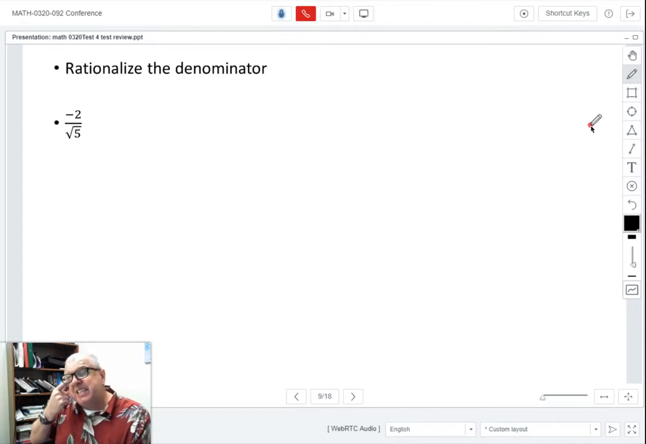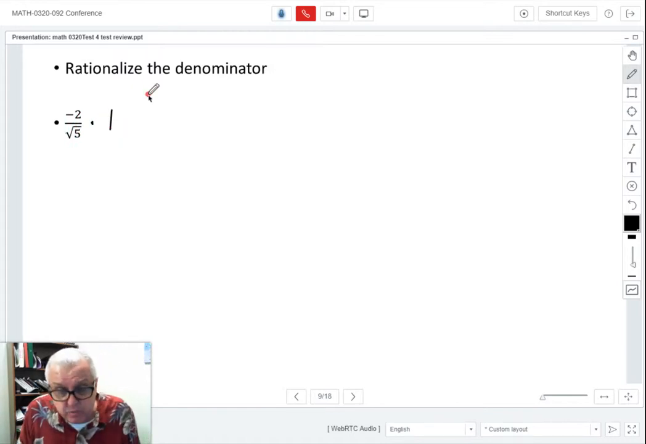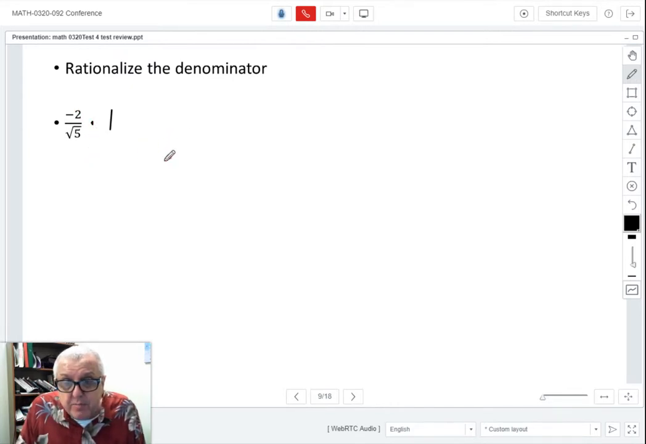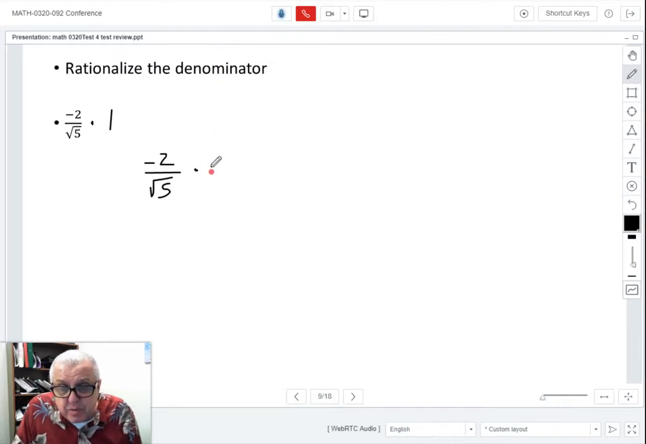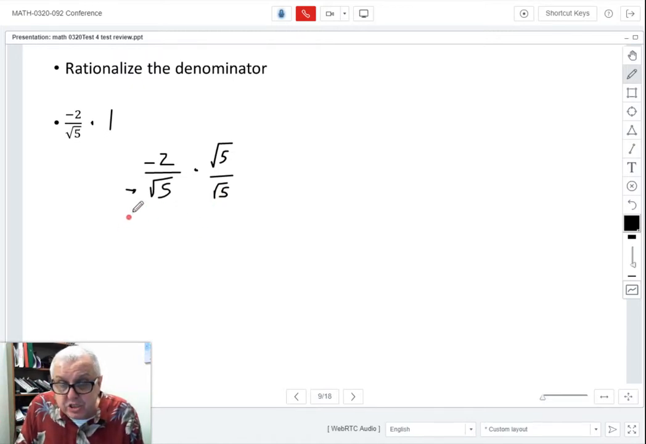Rationalize the denominator. That means, once again, get rid of the radical on the bottom of the fraction. The easiest way to do that for this type of problem is multiply this by 1. If you multiply anything by 1, it doesn't change it. So what I'm going to do is negative 2 over the square root of 5. I'm going to multiply it by 1. By the way, when I multiply it by 1, I'm going to change my 1 to look like the bottom of this fraction. Do you see? I wanted it to look like the bottom. And I am multiplying it by 1. The square root of 5 divided by the square root of 5 is 1. So I didn't change any meaning of this problem. This is still the same problem. I multiplied it by 1.